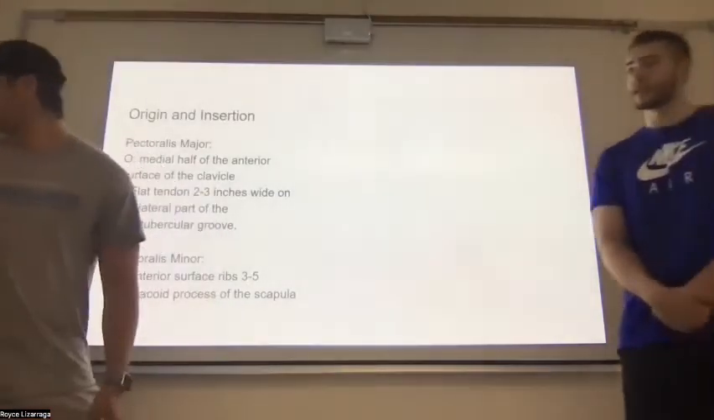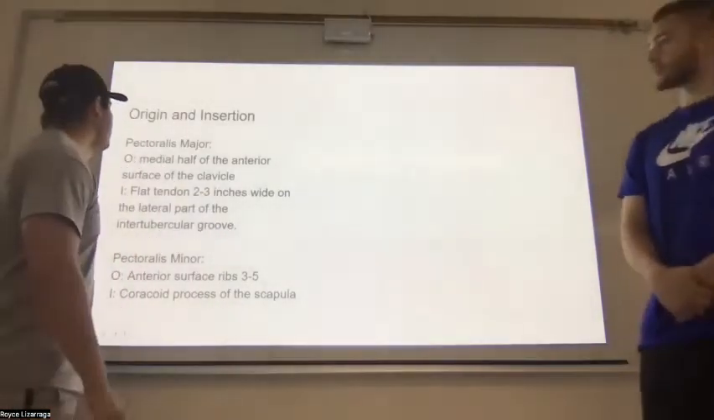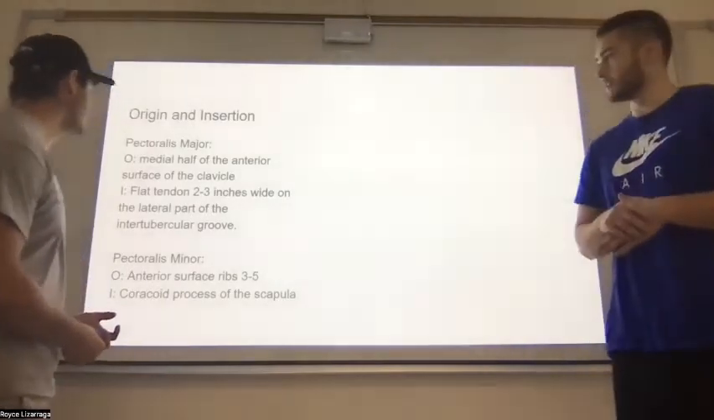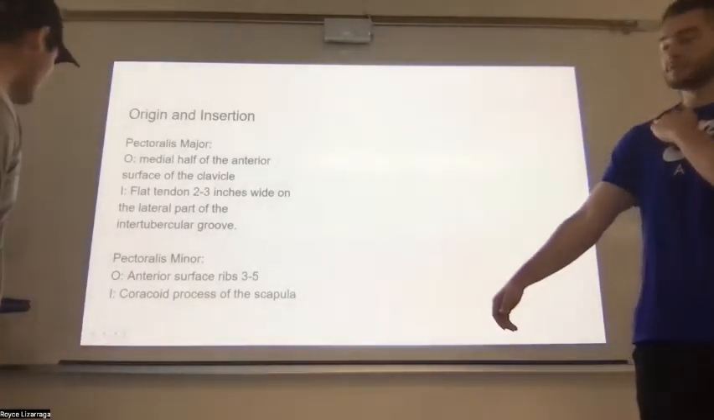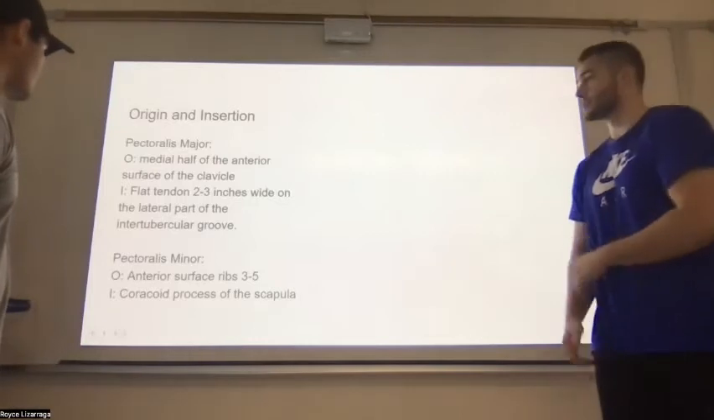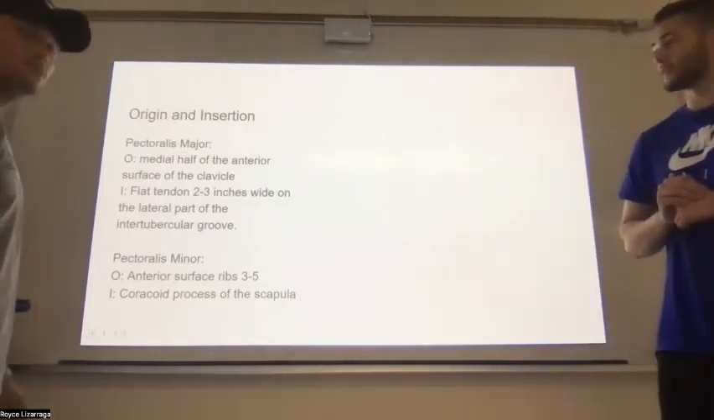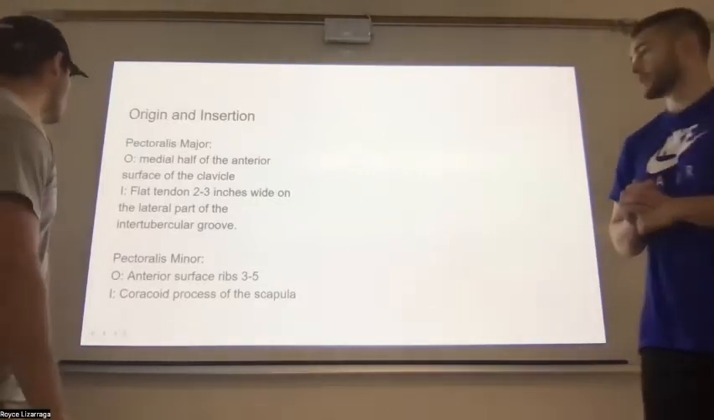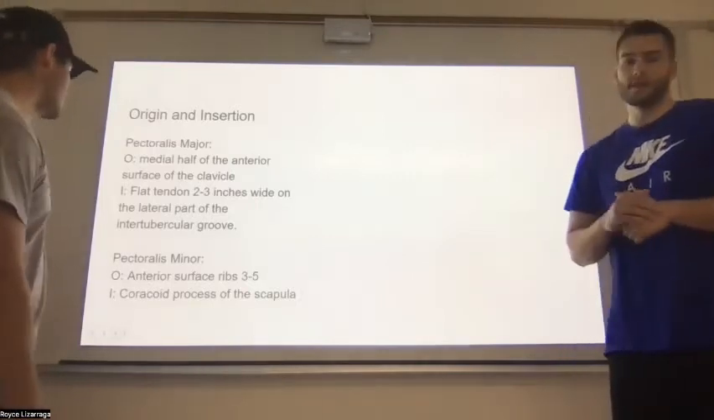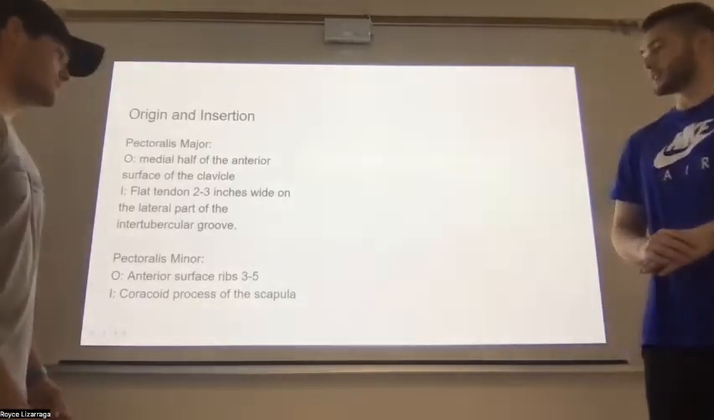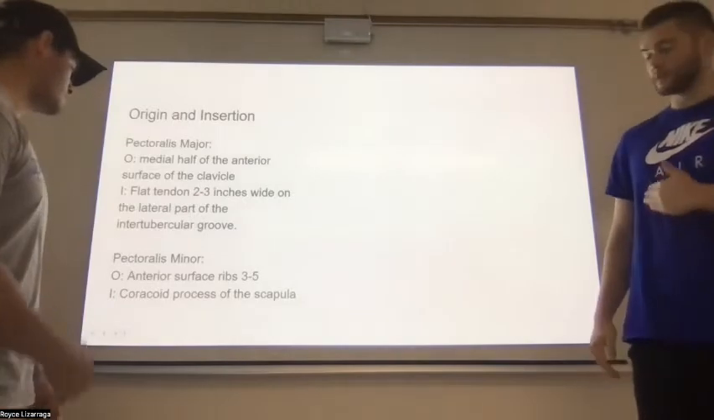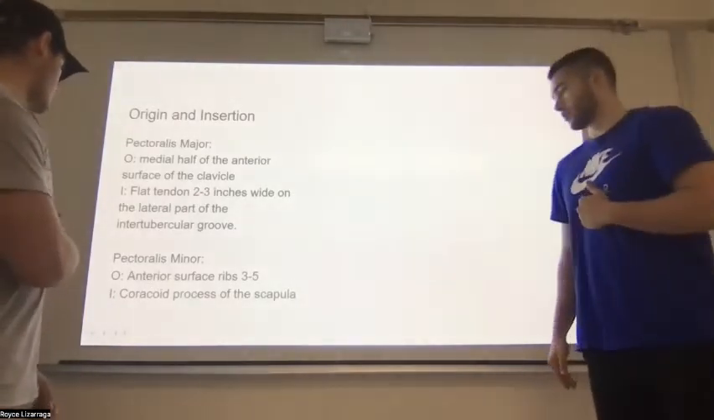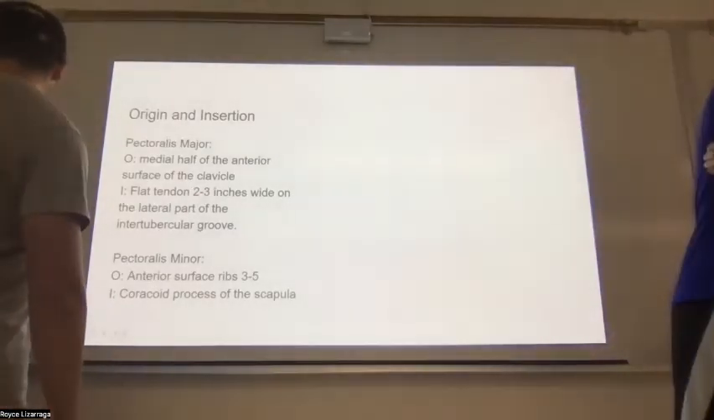Next, we have the origin and insertion. For our main muscle, the pectoralis major, the origin is the medial half of the anterior surface of the clavicle, and the insertion is a flat tendon 2 to 3 inches wide on the lateral part of the intertubercular groove. The pectoralis minor, our second agonist muscle, has its origin at the anterior surface of ribs 3 through 5 and the coracoid process of the scapula.